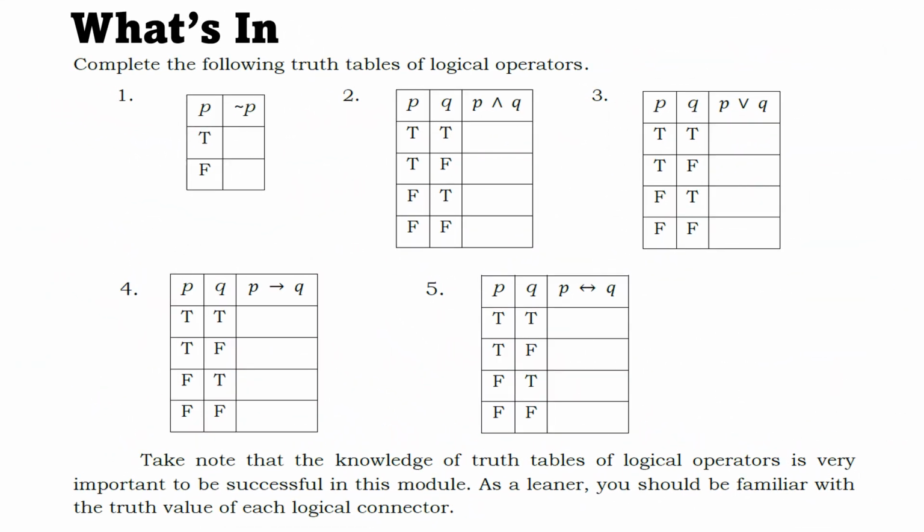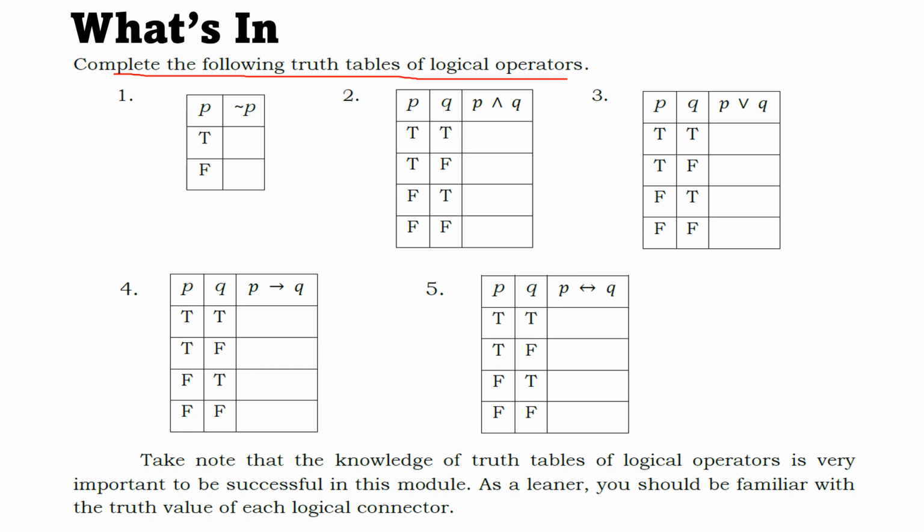Now let's deal with this What's In activity. We're asked to complete the following truth tables of logical operators. We learned this in your last module, Module 15, on how we deal with these truth tables and how we apply logical operators with the given truth values of certain propositions. For number one, there is a negation here. We all know that negation is totally the opposite of the truth value of the original proposition P. So you simply take the opposite truth value to get the negation of P.